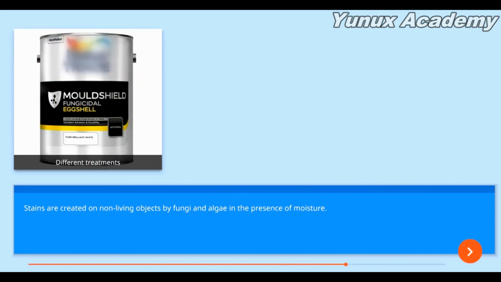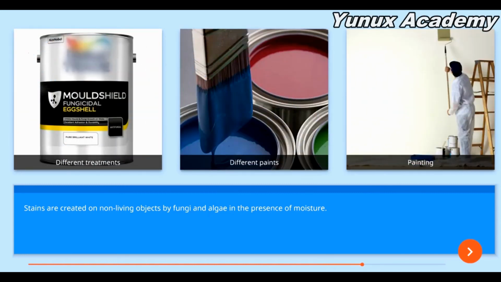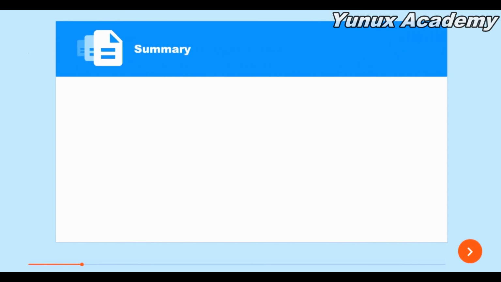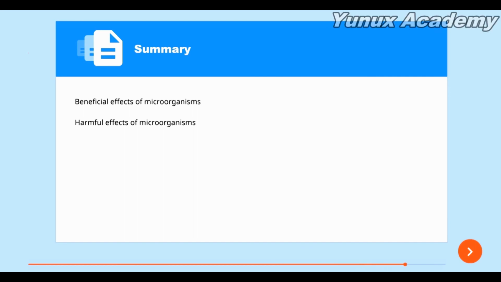There are various coatings and paints manufactured today in order to minimize the effect of this microbial activity. The damage can be minimized because of their water-based and fungicide properties. In this lesson, we studied the beneficial effects of microorganisms and the harmful effects of microorganisms on living species, including humans.